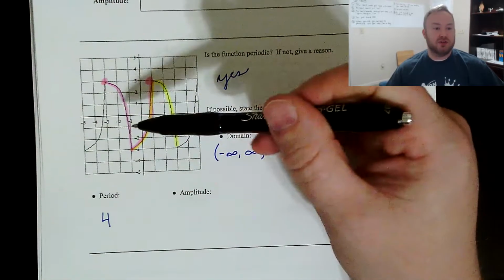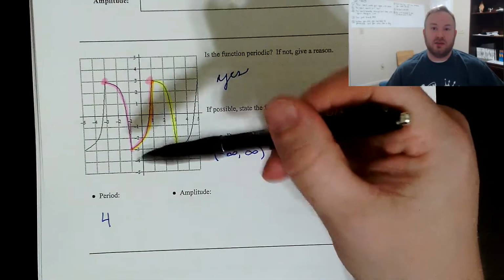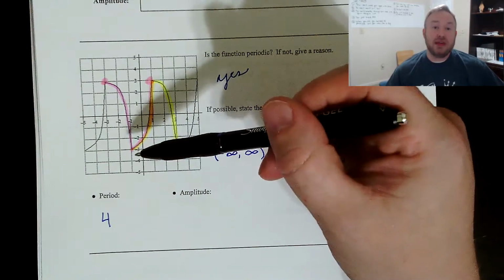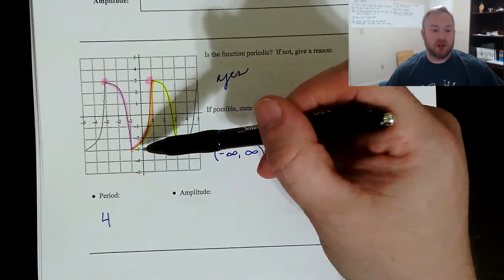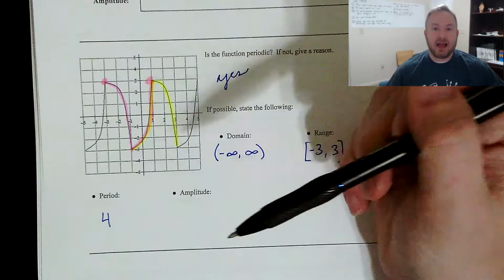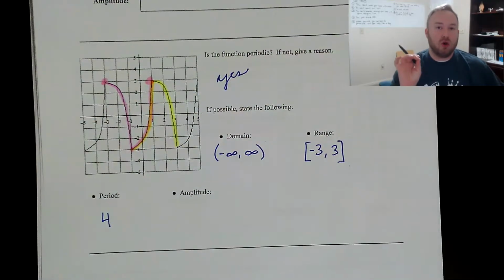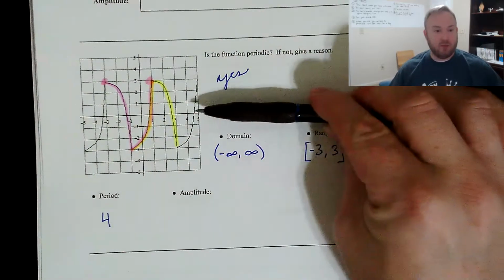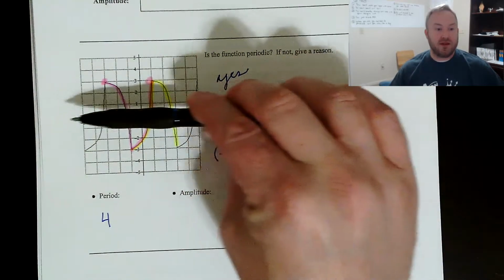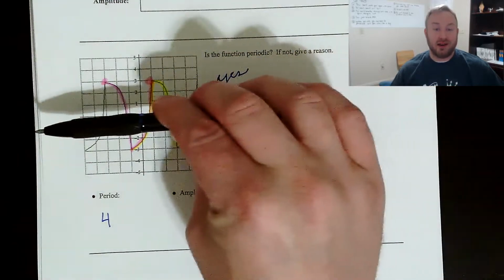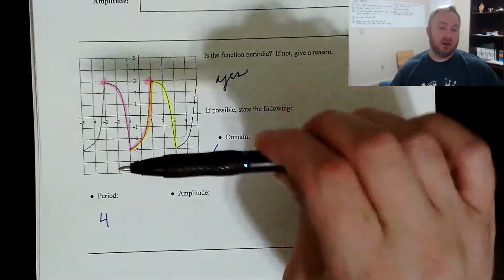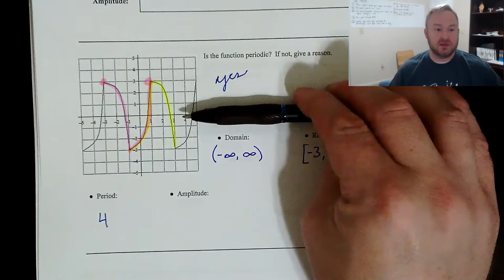For the amplitude, amplitude is going to be a distance on the y-axis. And you might think that it's the distance from the lowest point to the highest point, and you're almost right. It's actually half of that distance. So I want you to think about where the midline is on this graph, which is this kind of line right here. It's the x-axis in this case. It won't always be the x-axis, but it is for this one.